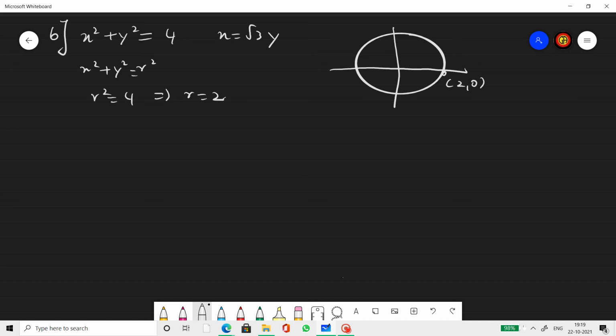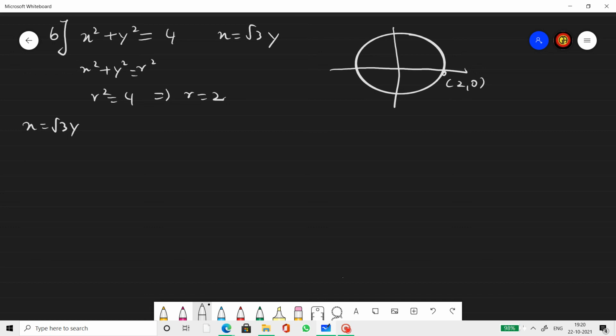Now it's the area enclosed by the line and the circle. The line here is x equals root 3 y. Remember, whenever there is no constant in the line's equation, the line will pass through the origin. If an equation is ax plus by plus c equal to 0, and the constant is not there, then the line will definitely pass through the origin. So the line will be either this way or this way. We just have to identify which direction this line goes.